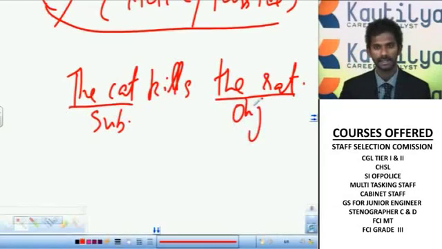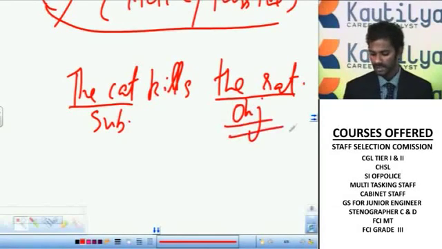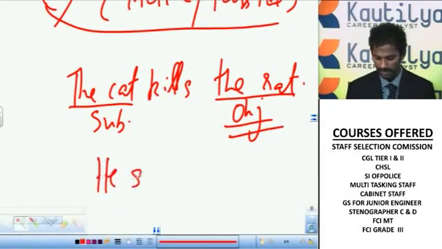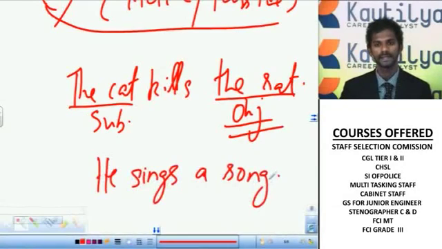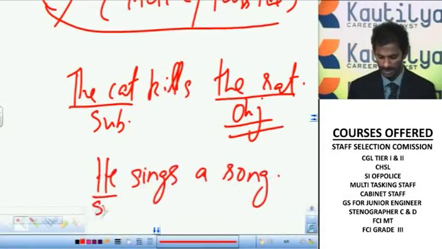Verb is kills. Now I told you earlier, we cannot imagine a sentence without a subject and a verb. A subject and a verb. We discussed subject-verb agreement in detail. A subject and a verb must be there in every sentence. An object is not necessary. May be there, may not be there. But a subject and a verb must be there in every sentence. Clear? Right. He sings a song. He sings a song. Subject is he. Object is song.